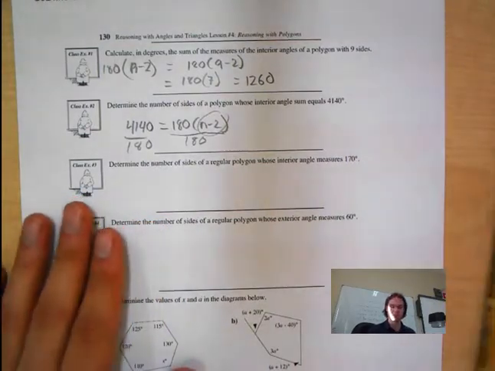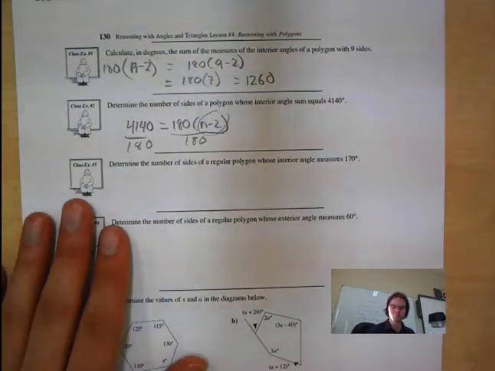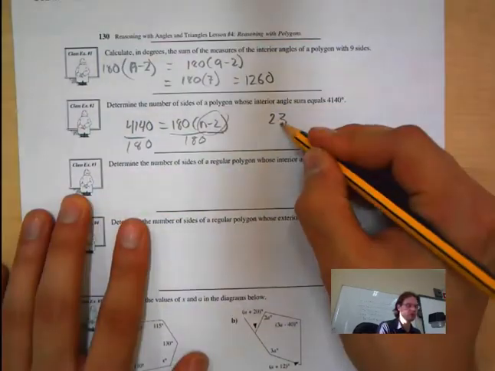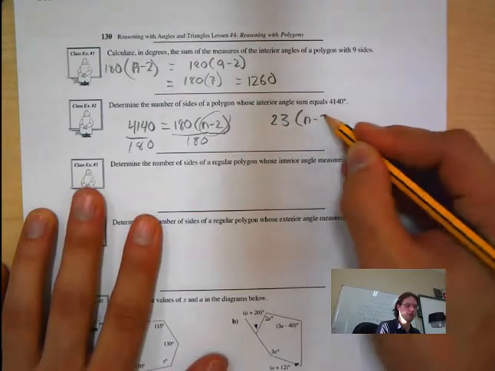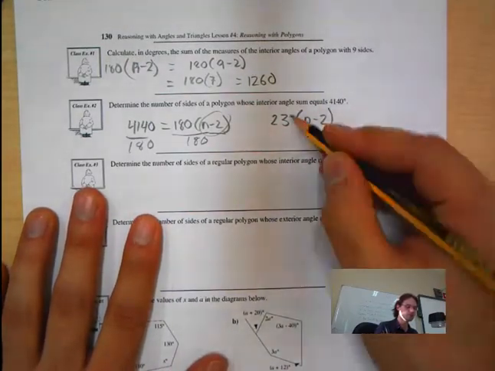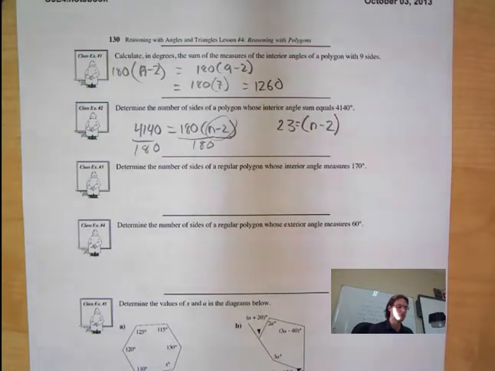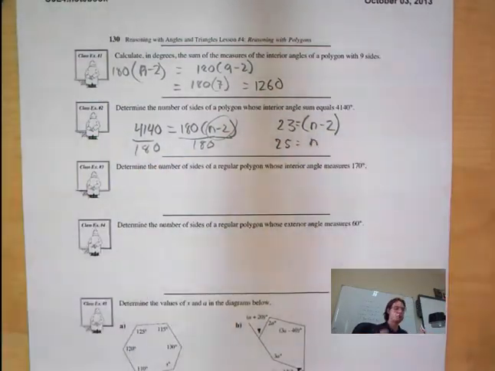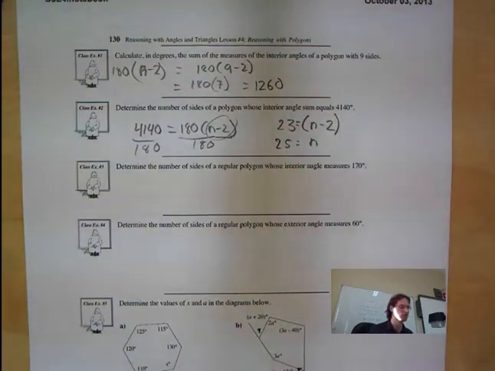Okay, so what we're going to end up getting is 23. So now I'm going to get 23 is equal to n minus 2. Okay, now what do we do? We add 2 to both sides, so I get 25 is equal to n. So it's a 25-sided shape that will give us this.